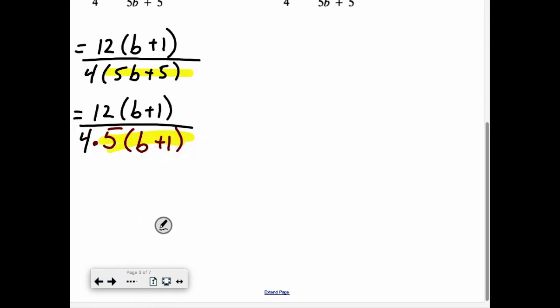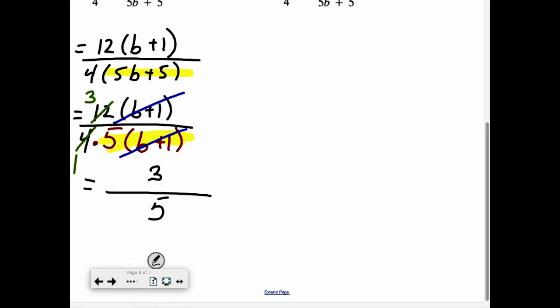And then we have a lot of stuff that can cancel out. The entire expression b plus 1 can cancel with b plus 1. We can also see that 4 goes into this once, 4 goes into this 3 times. So what I'm left with is 3 in my numerator, 5 in my denominator, and that's it.